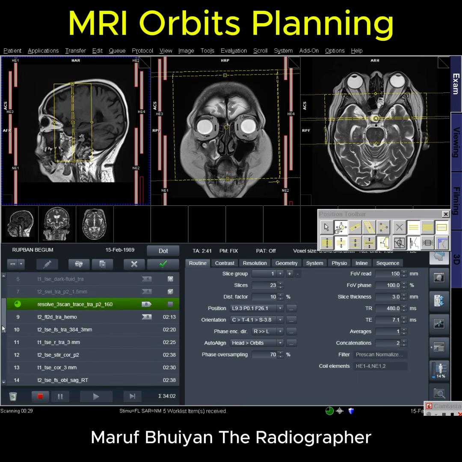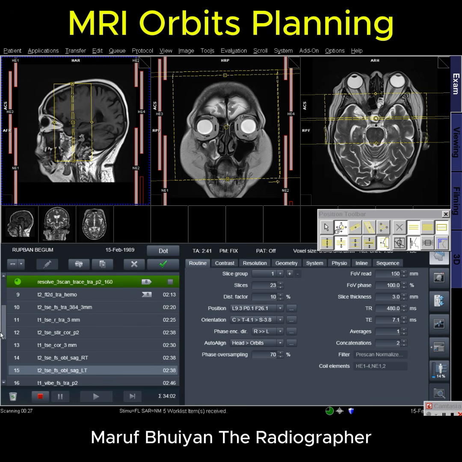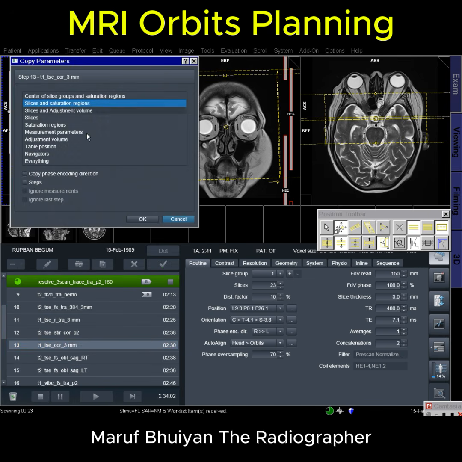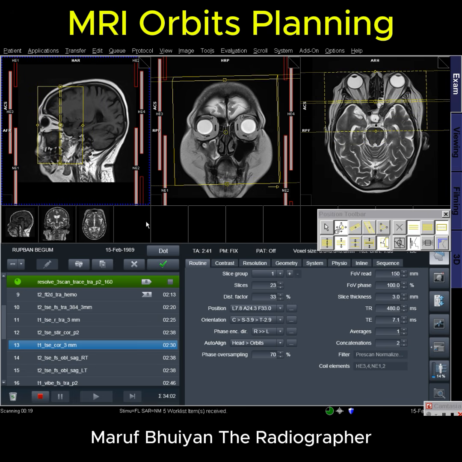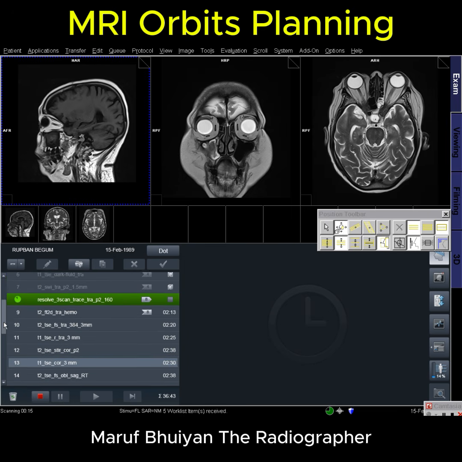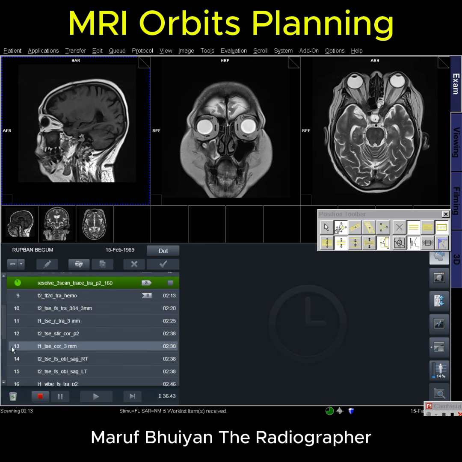Now I have to plan for the T1 coronal fat set post contrast and copy the plan from the previous T1 coronal, slice and saturation copied, and then click apply. So that was the planning for orbit.